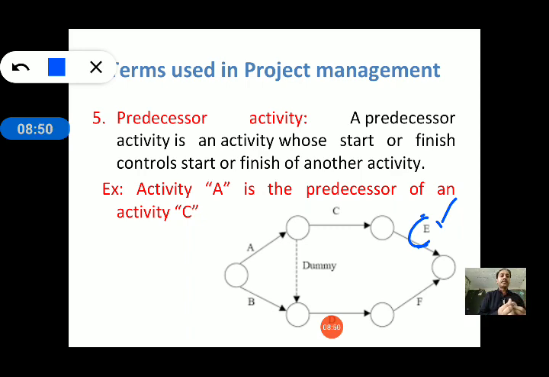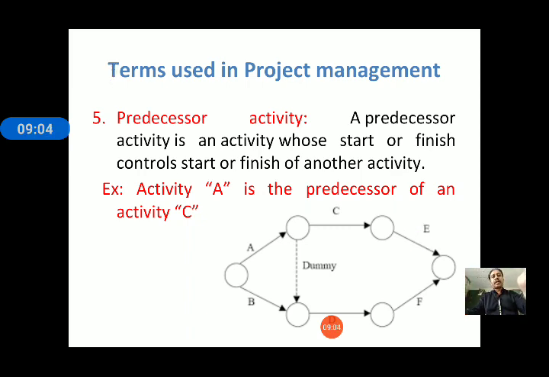Got it? A predecessor activity is an activity whose start or finish controls the start or finish of another activity. So here the example is activity A, which is the predecessor activity of activity C. Activity A is the predecessor activity of activity number C.